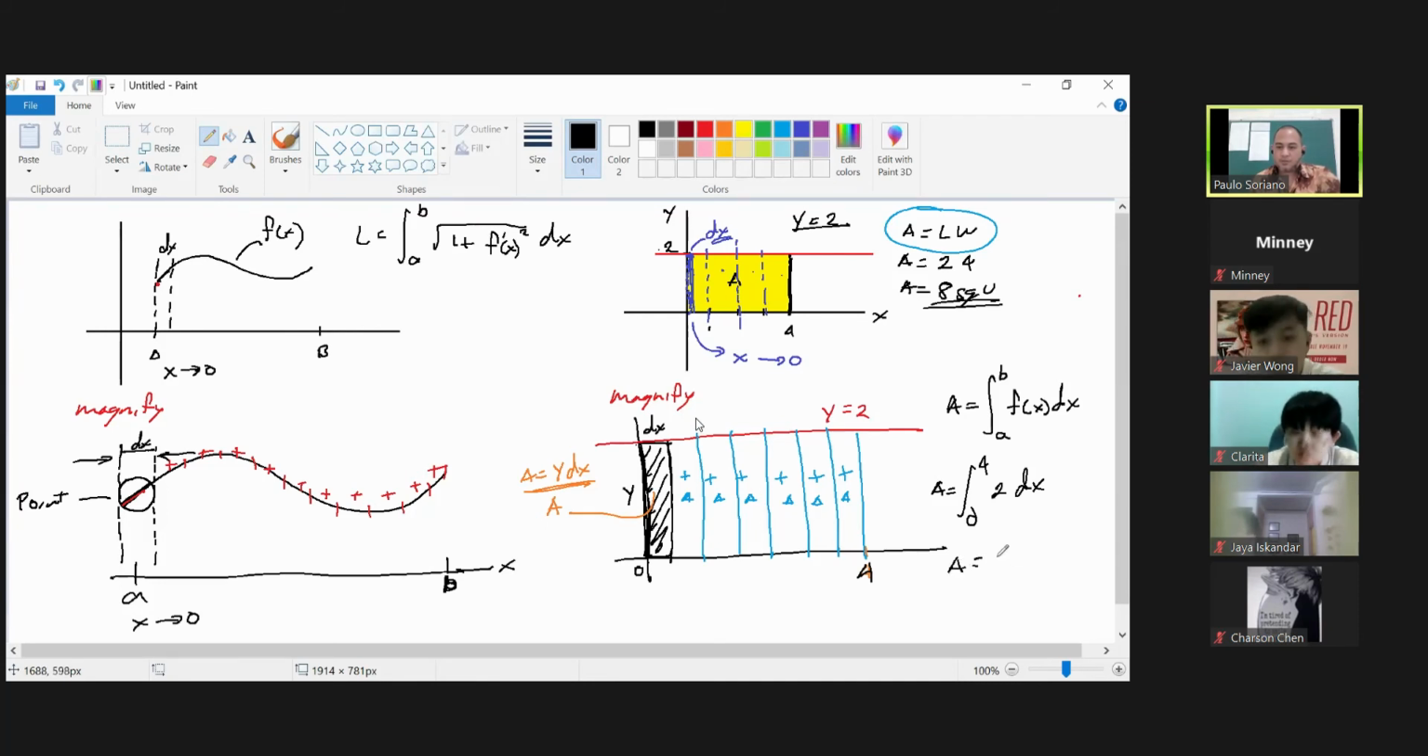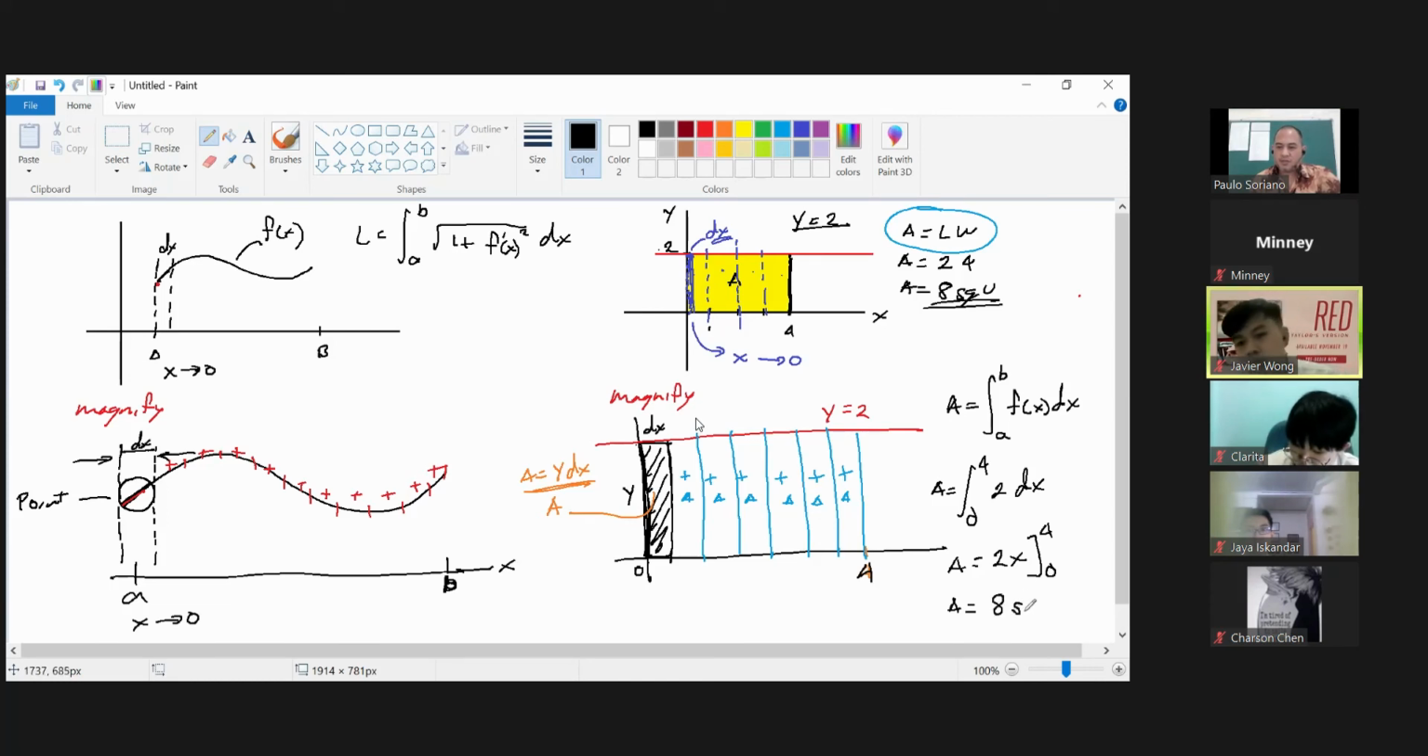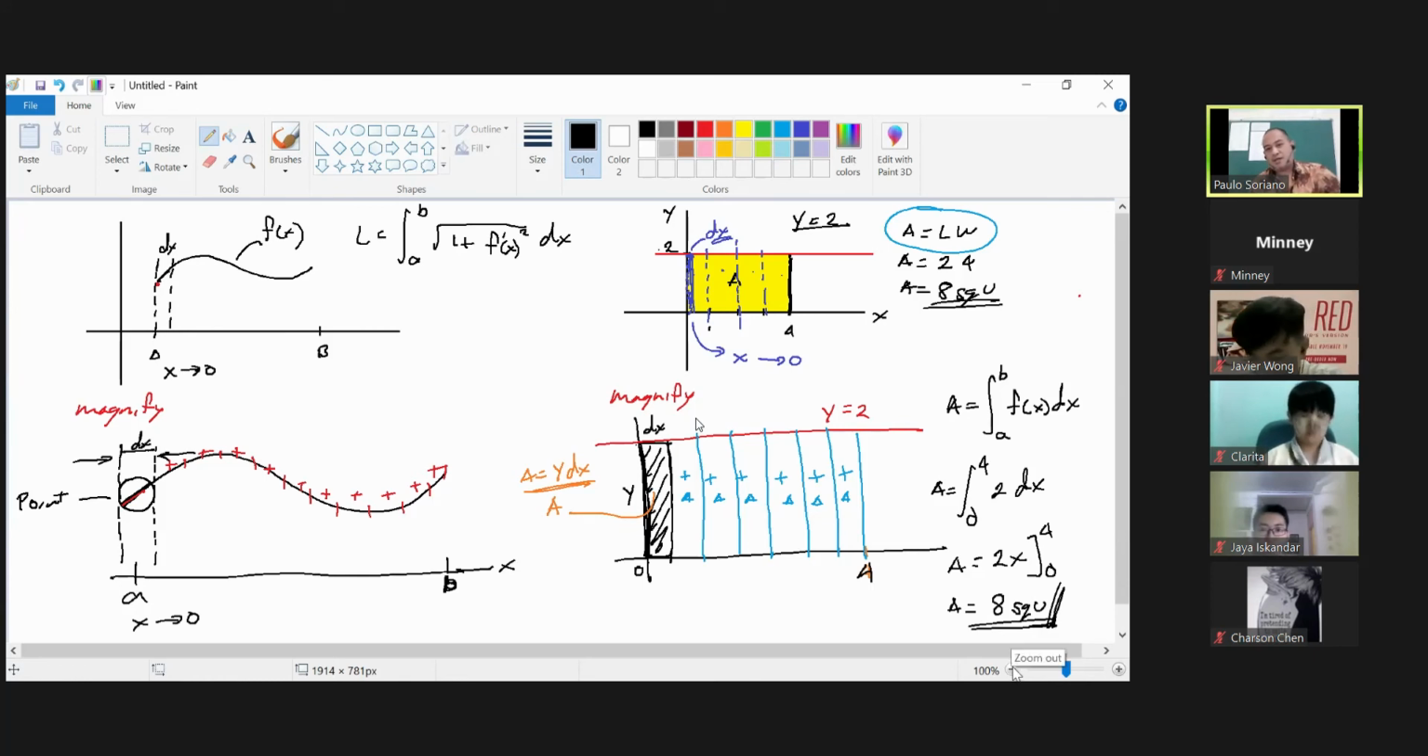Area is equal to 2x evaluated from 0 to 4. So area is going to give us the upper limit minus the lower limit. So you will still get 8 square units. Take note, this is length times width, so it is going to be square units. Okay. Yeah, that's correct. So this is now our area.